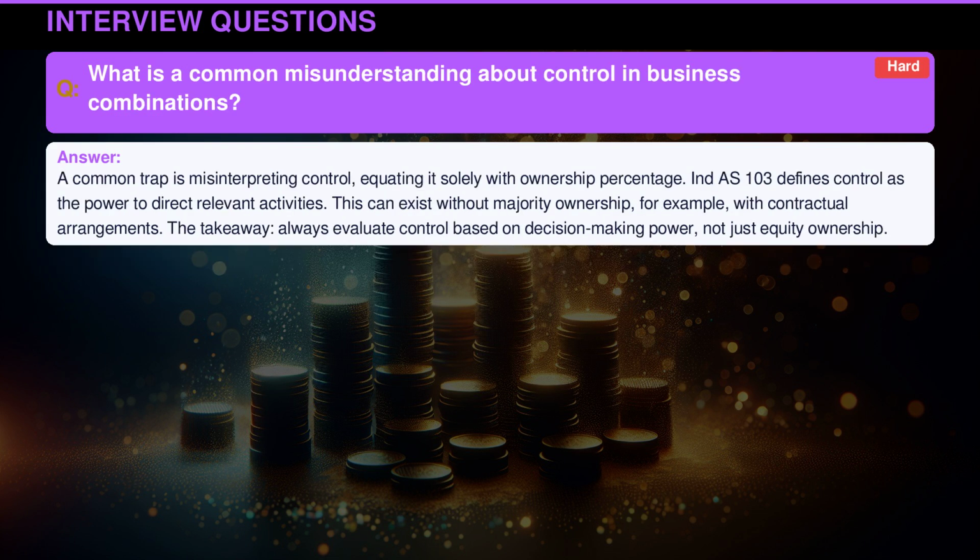A common trap is misinterpreting control, equating it solely with ownership percentage. Indian Accounting Standard 103 defines control as the power to direct relevant activities. This can exist without majority ownership, for example with contractual arrangements. The takeaway: always evaluate control based on decision-making power, not just equity ownership.